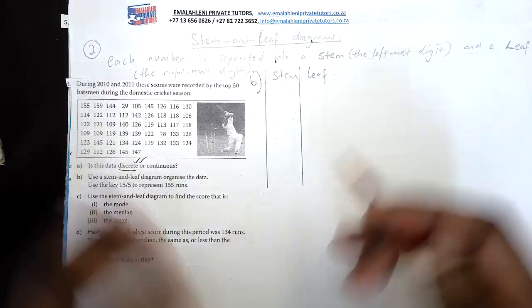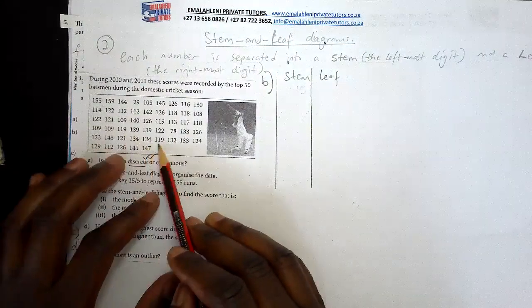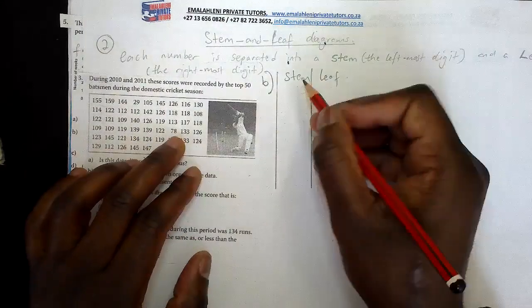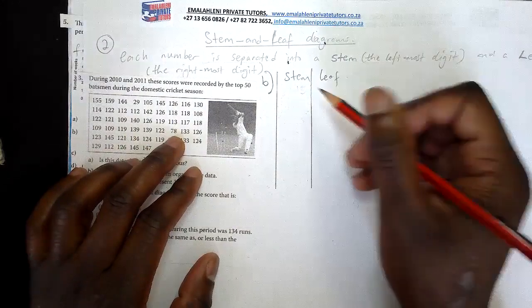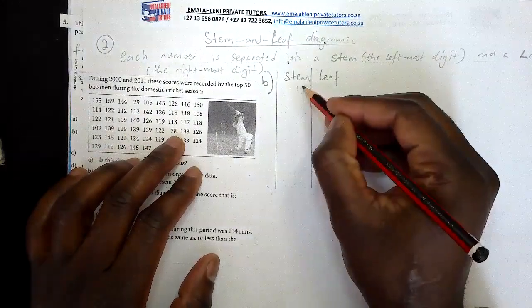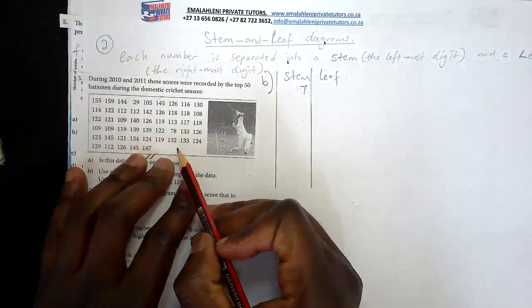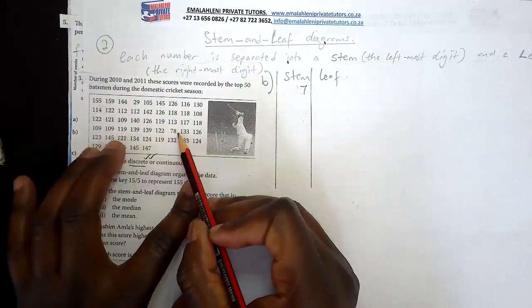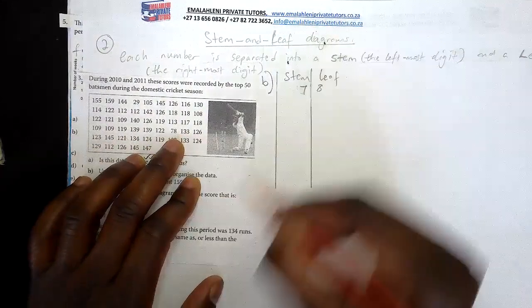So we're going to check here. The least value here is what? The least value is below 100. So for something below 100, what are we going to write here? Because of 78, we're going to use 7. So we're going to say 7, then we put 8 here.